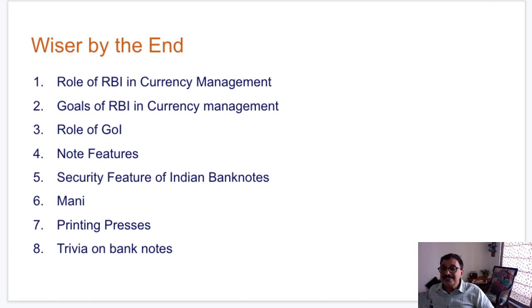So let us say by the end of this session, we have tried to understand, and you would be knowing by now, the role of RBI in currency management. If you know this much, what we have discussed in these slides, that should be good enough for you to sail through as far as currency management is concerned. You don't have to read anything more than this. So RBI's role, the government's role, the goals of RBI, the note features, the security features of the notes, what is money about, where are the printing presses, where are they located, what are their names, and some bit of trivia.